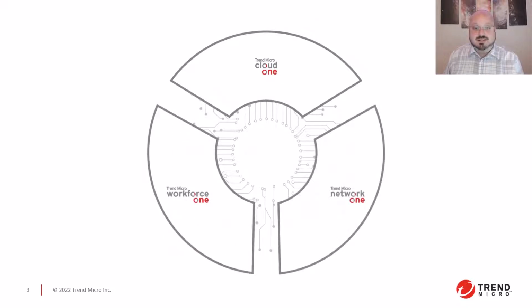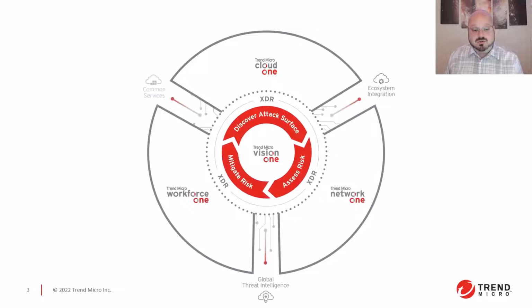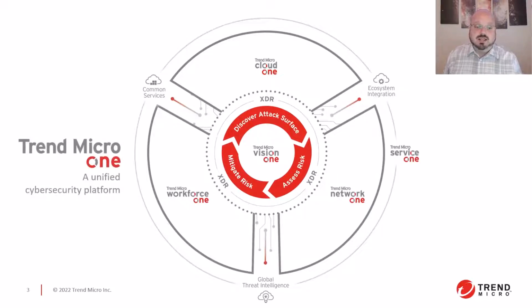Trend Micro brings together Cloud One, our Network One, and our Workforce One into one platform. This platform allows you to discover your attack surface, assess the risk, and mitigate that risk. We also have connections into ecosystem integrations, and we leverage our global threat intelligence from all of our research centers around the world.